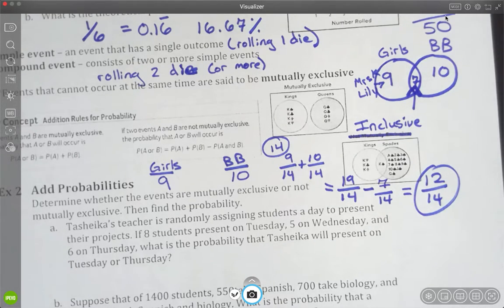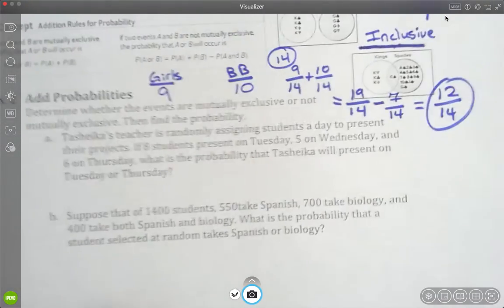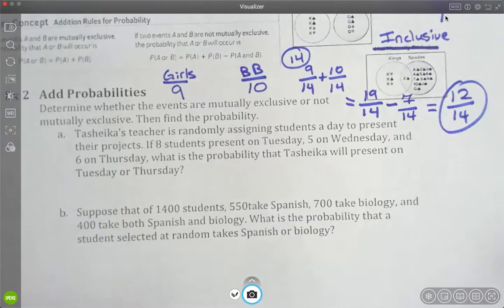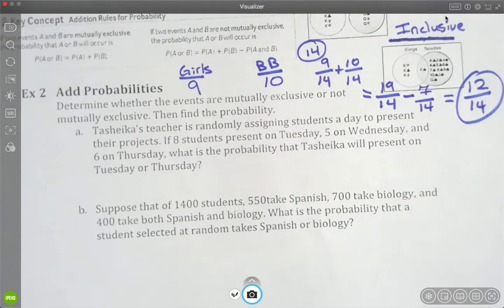But anyway, we have to subtract out those people because they are counted in both categories, and that's the problem, right? And they're only one person. Okay, so let's do the example down below. They say determine whether the events are mutually exclusive or not mutually exclusive, and then find the probabilities. So Tashika's teacher is randomly assigning students to a day to present their projects. If 8 students present on Tuesday, 5 on Wednesday, and 6 on Thursday, what is the probability that Tashika will present on Tuesday or Thursday?